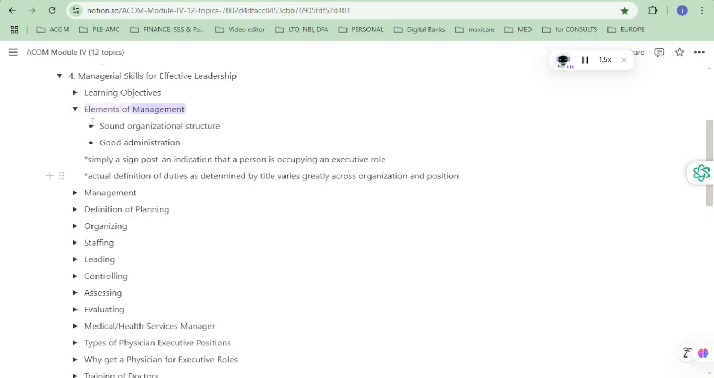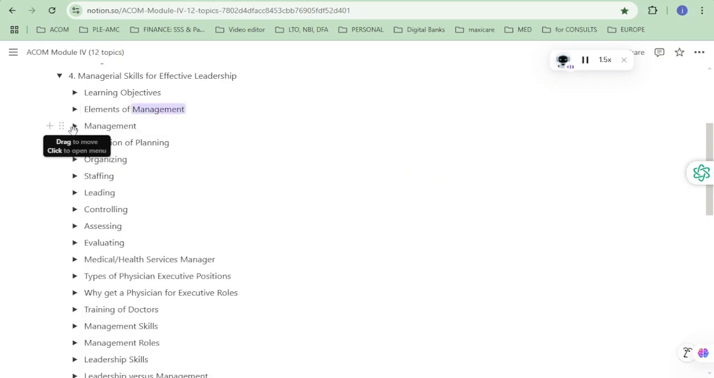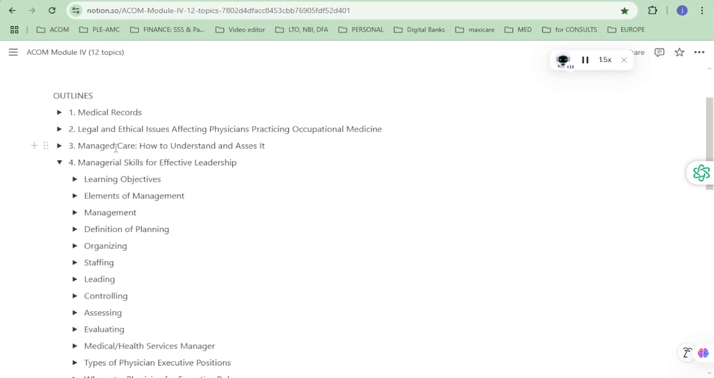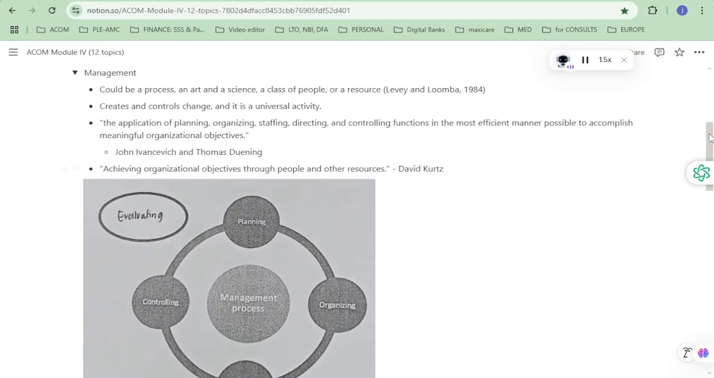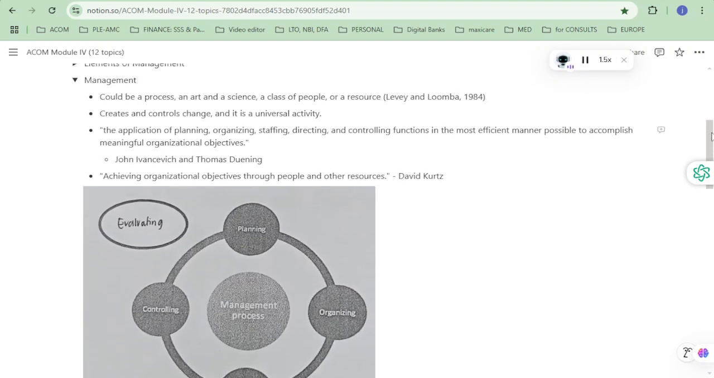Elements of management. Sound organizational structure. Good administration. Asterisk: simply a signpost, an indication that a person is occupying an executive role. Asterisk: actual definition of duties as determined by title varies greatly across organization and position. Management could be a process, an art, and a science, a class of people, or a resource. Levy and Lumba, 1984: creates and controls change, and it is a universal activity.